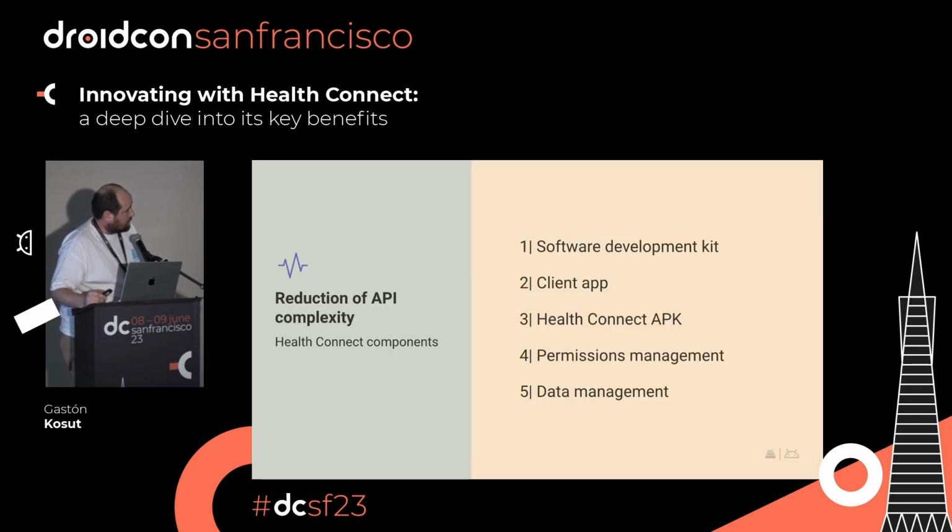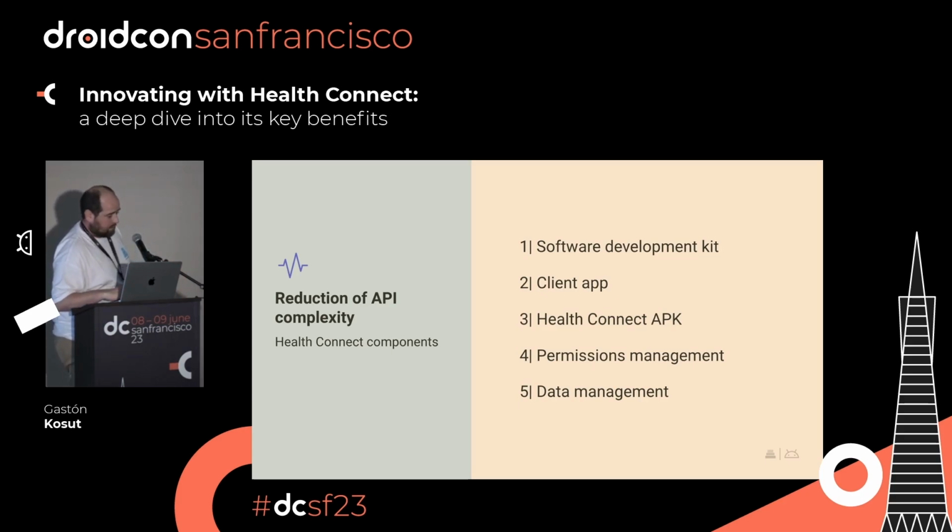Let's start with the reduction of the API complexity. Health Connect has been working on creating a convenient integration between the client apps and Health Connect API. They brought together Google Fit, Samsung Health, and Fitbit under this new API. And in order to understand how everything works and also to see how they reduce the API complexity, let's take a look at the components.